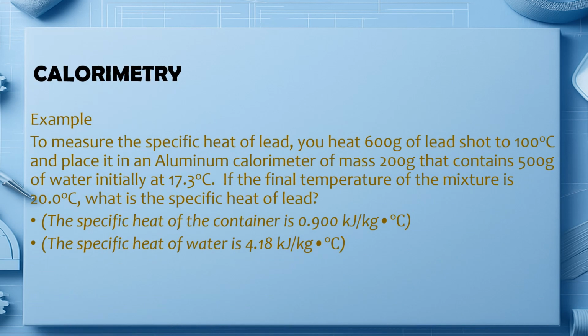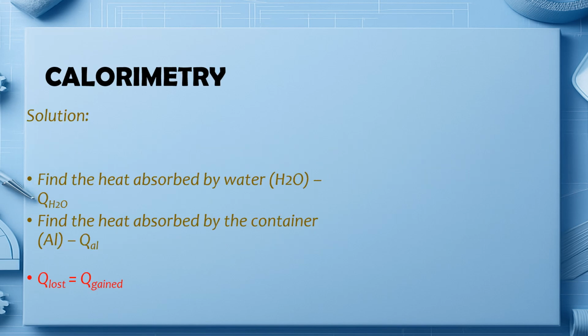For example, to measure the specific heat of lead, you heat 600 grams of lead shot to 100 degrees Celsius and place it in an aluminum calorimeter of mass 200 grams that contains 500 grams of water initially at 17.3 degrees Celsius. If the final temperature of the mixture is 20 degrees Celsius, what is the specific heat of the lead? So this is the solution.